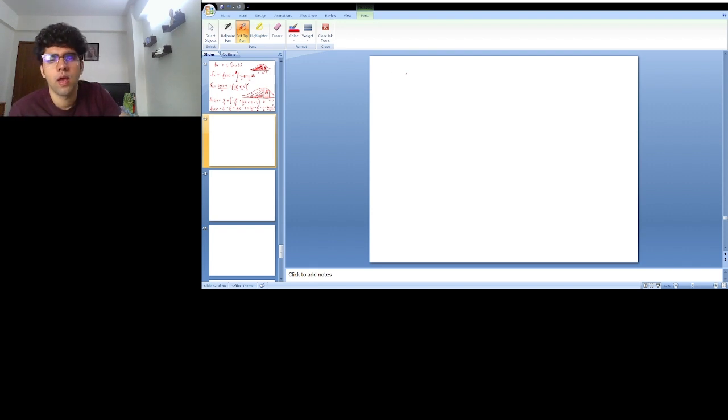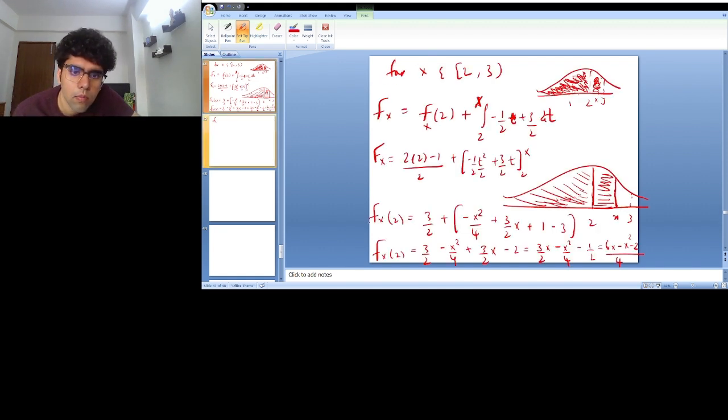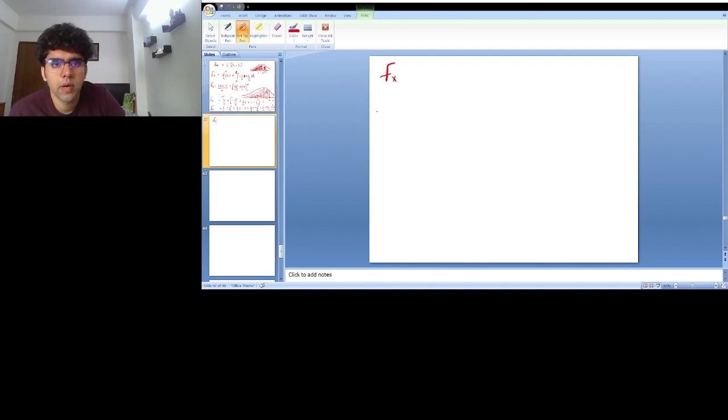So my f(x) for x lying between... this is not f(2), this is just f(x), sorry. This is for any x lying between 2 and 3, right? This expression is f(2), this 3 by 2 is f(2), right? So finally my f(x) for any x lying between 2 and 3 becomes 6x minus x square minus 2 divided by 4.